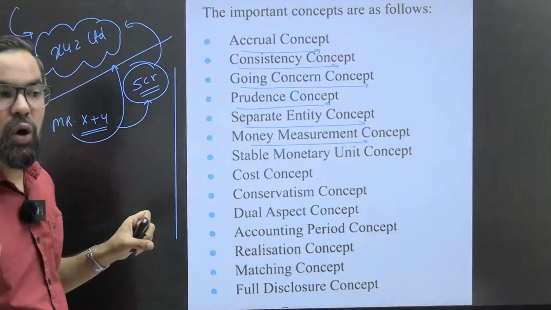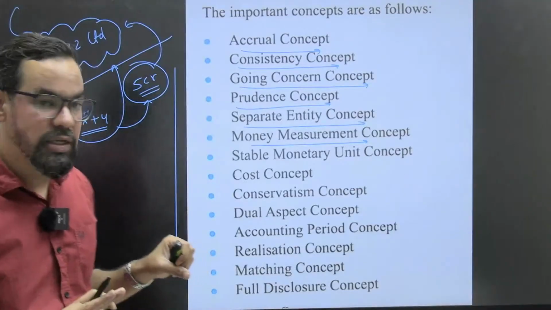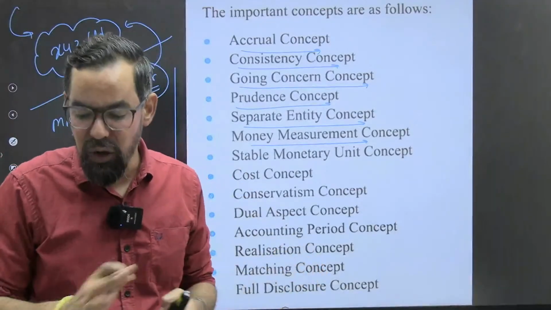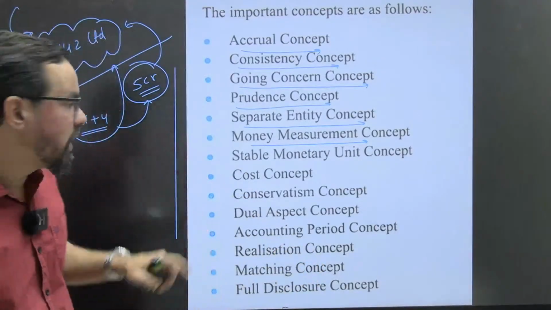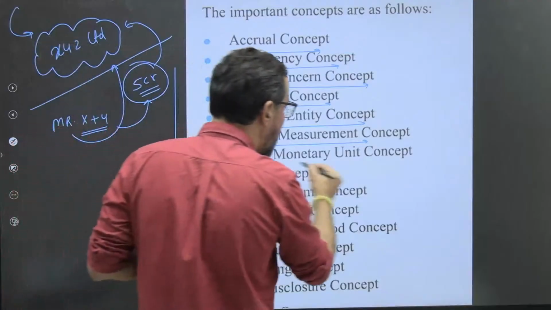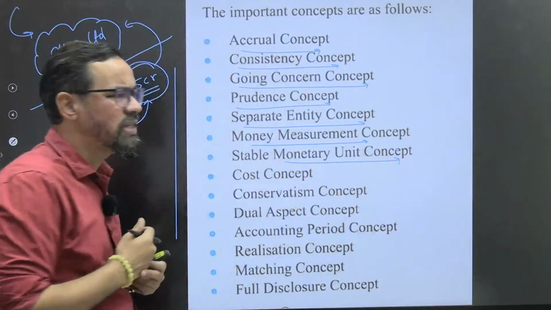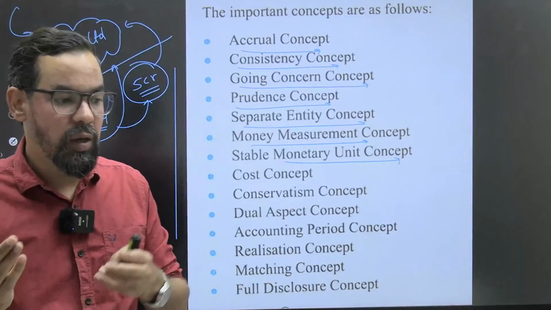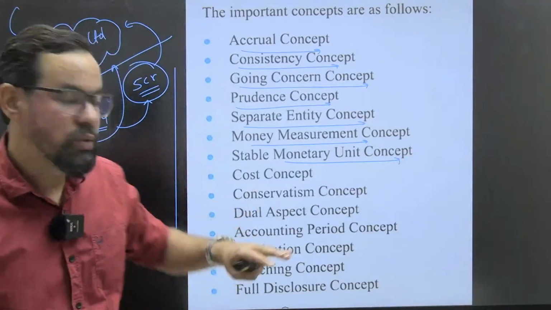We will not account non-financial characters and all. Like the health of the proprietor is important for the business, but we are not going to account that particular one. Correct? Then we have the stable monetary unit concept, okay. Basically this is linked with the overall pricing things and all.